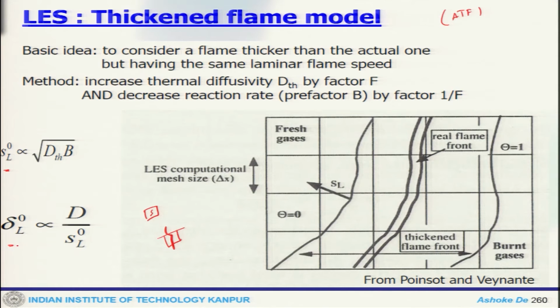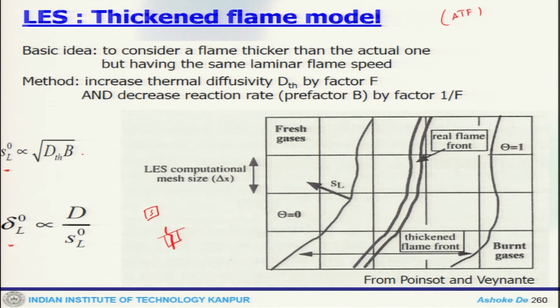So the flame thickness is typically a ratio of diffusivity and the flame speed, and flame speed is the diffusivity times the reaction rate. So the way thickening is done, if you artificially only thicken the flame front by a factor F, then the speed will be reduced by that factor. To avoid that, the thickening is done in such a way that you increase the diffusivity by a factor F at the same time.